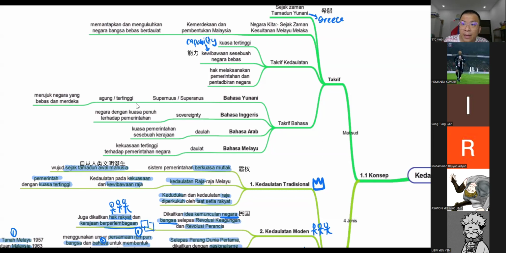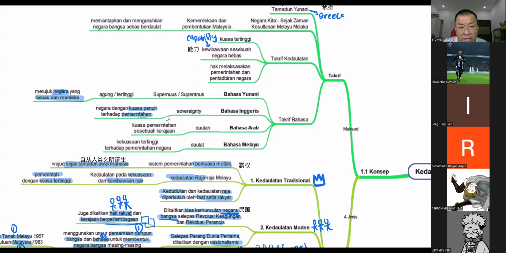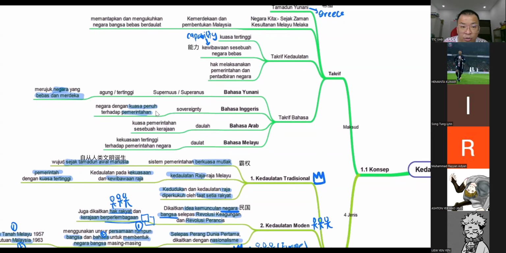Look at the rich: they are always tied up with their family. You can go and search; it's always related to family. So you can see this one is superness, meaning the country is free and independent. In English it is sovereignty. Sovereignty means the country has kuasa penuh, negara dengan kuasa penuh pemerintahan. The country has the highest power to decide how they want to run the country.